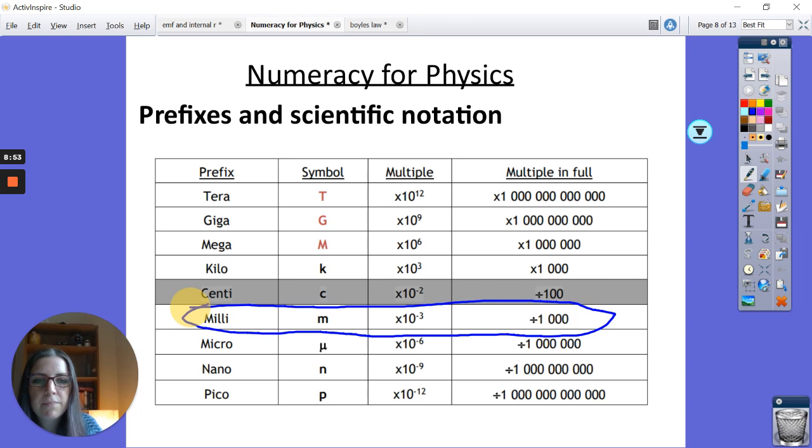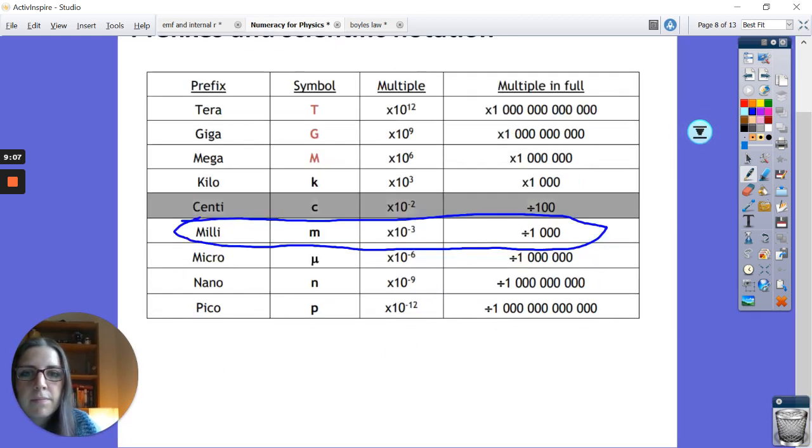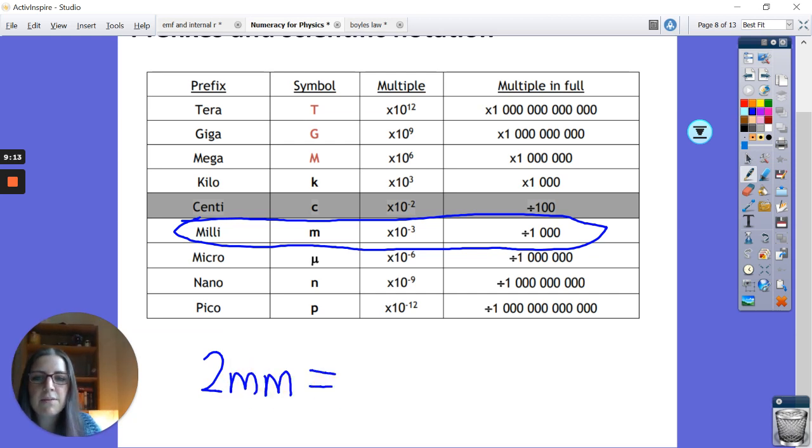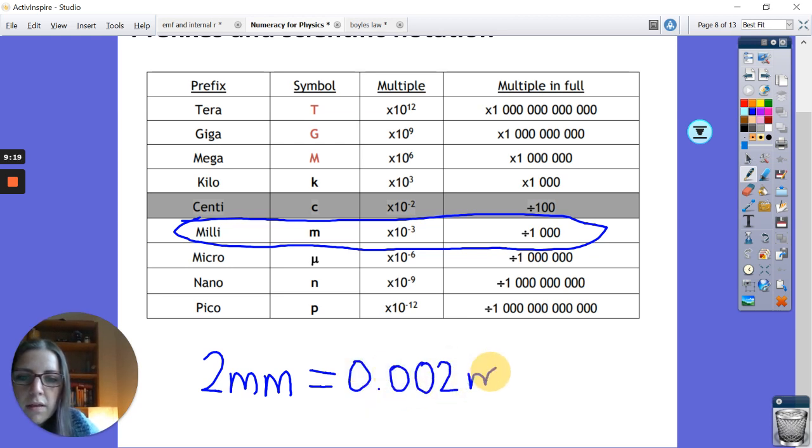A millimetre, you'll probably already be aware, there are 1,000 millimetres in a metre. So if we want to be able to write it in metres, that number would need to be divided by 1,000. So for instance, if you had 2 millimetres, we could take that value 2 and divide by 1,000 and say that that is 0.002 metres.